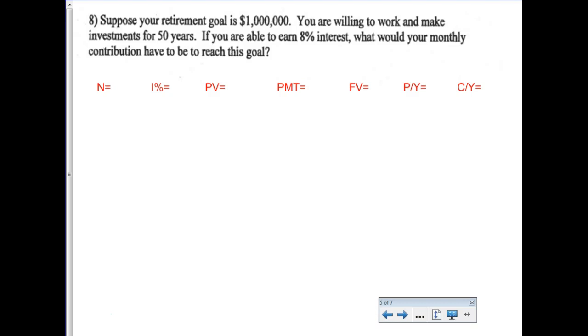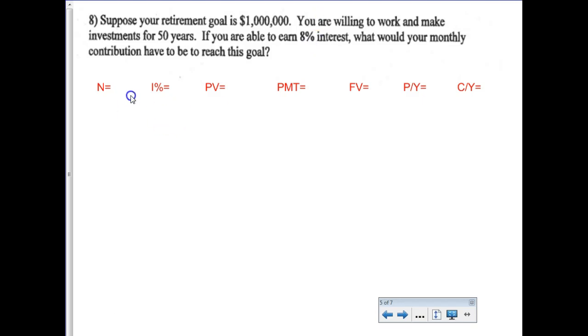All right. Number 8. Okay, this one would have been a good problem for, like, my dad. Not so much for me, but let's say I need $1 million to retire. Let's say. Okay. You're willing to work, that's good, and make investments for 50 years. Oh, all right. You're able to earn 8% interest somehow. Cool. What would your monthly contribution have to be?